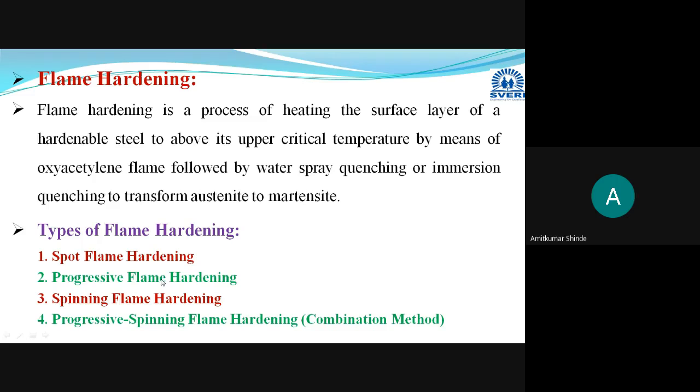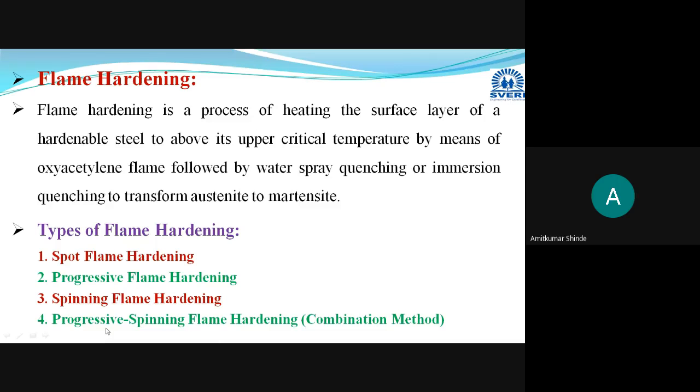Then in progressive flame hardening, your workpiece is in fixed condition, and your heating source and cooling source will simultaneously move from one end to the other end, and hardening is done. In spinning flame hardening, the workpiece is in the rotating condition, and your heating source and cooling source will be in the fixed state. And progressive spinning flame hardening is a combination of these two processes.